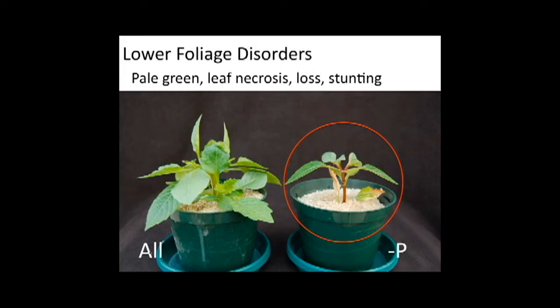But you also know if you're doing something like a 15-0-15 where you're not applying any phosphorus, that's going to lead you to the conclusion that you're looking more at a phosphorus problem than a nitrogen problem.